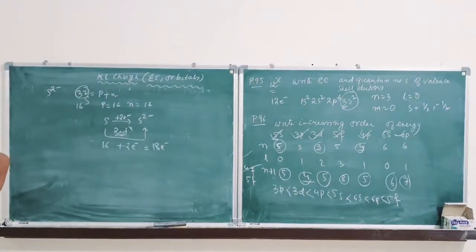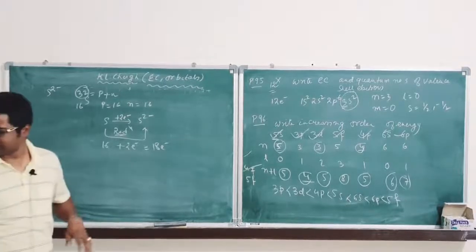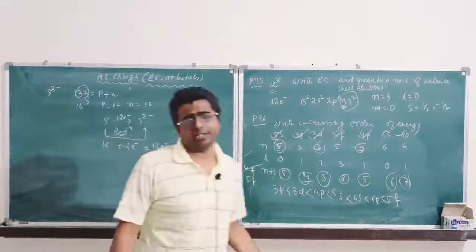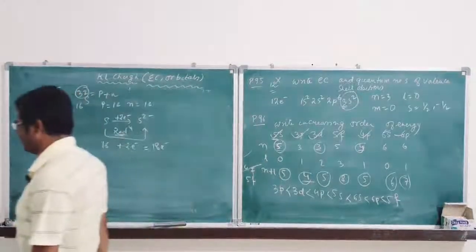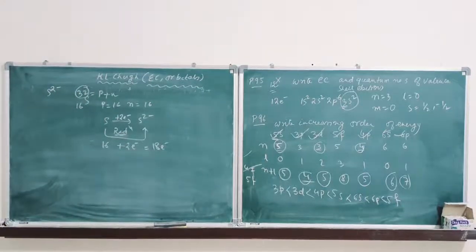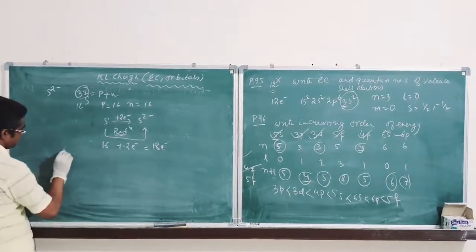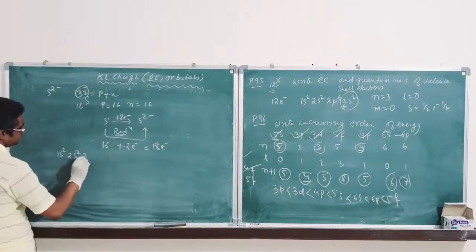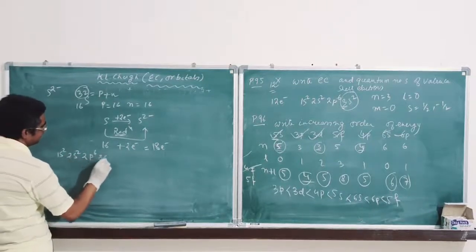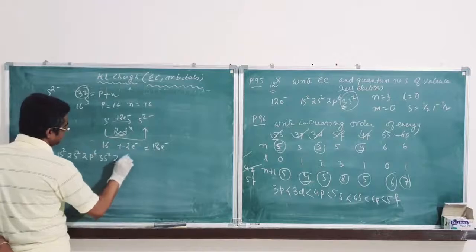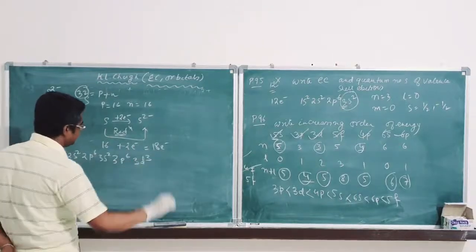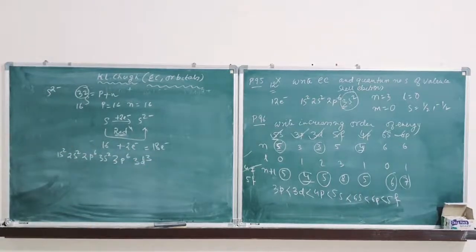Next question is problem number 98. Okay, here it is a very factual question: which ion is it? Now how will we know which ion it is, okay, we will do it. 1s2 2s2 2p6 3s2 3p6 3d3. So this is the condition. They have asked me what is the ion over here.